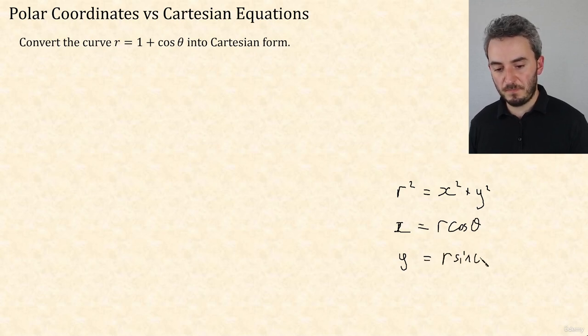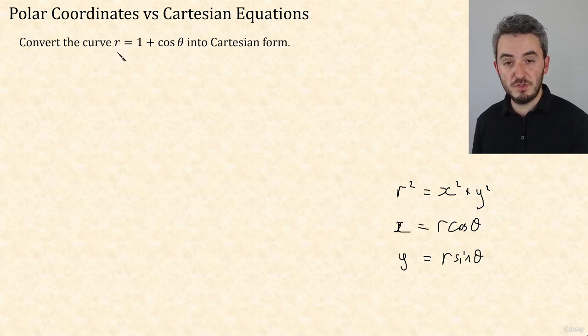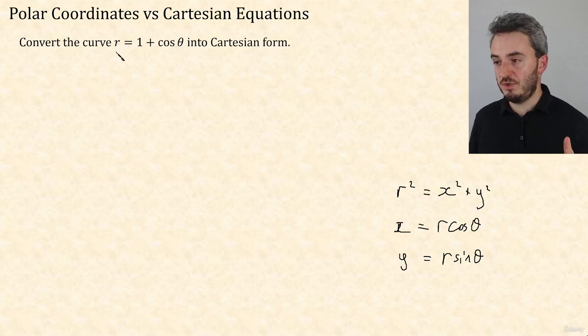So this r here can be dealt with by calling it the square root of x squared plus y squared. I'm not going to do that just yet, for reasons I'll explain in a moment, but that's not causing us a problem. The problem comes from this cos theta. So how do I get rid of cos theta? Well, cos theta is no good, but r cos theta would be fine.